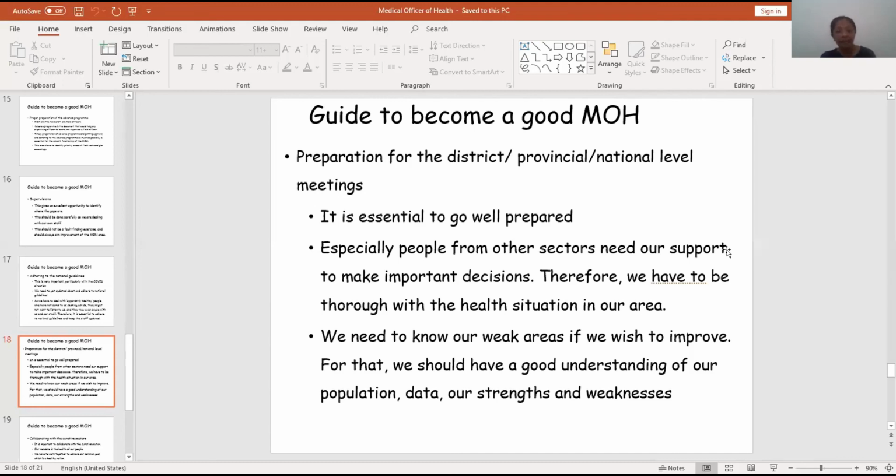And the other thing is that people from other sectors need our support to make important decisions. Therefore, we have to be thorough with the health situation in our area. We need to know our weak areas if we wish to improve. For that, we should have a good understanding of our population, our data, our strengths and weaknesses. You should be confident enough to present your data in the forum.